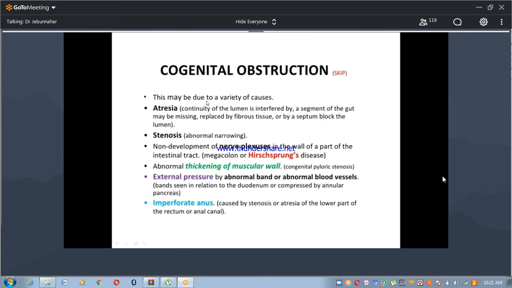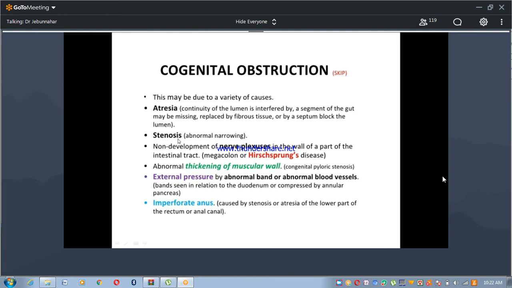So why may congenital obstruction occur? This may be due to a variety of causes such as atresia. What is atresia? In atresia, the continuity of the lumen is interfered with because a segment of the gut is missing during development, or is replaced by fibrous tissue or by a septum which can block the lumen.